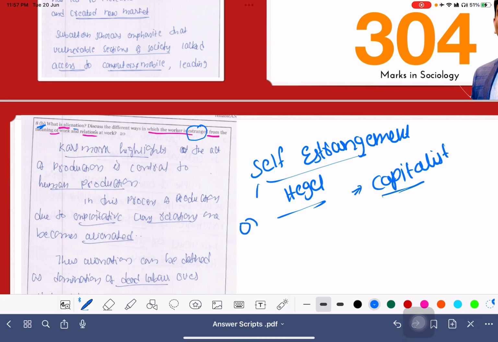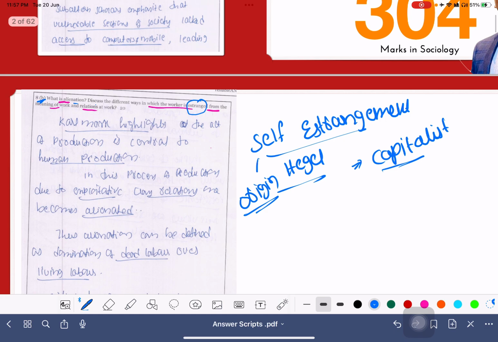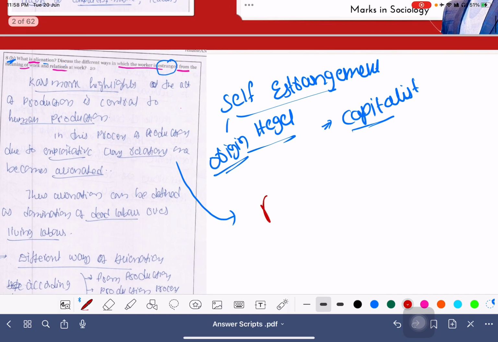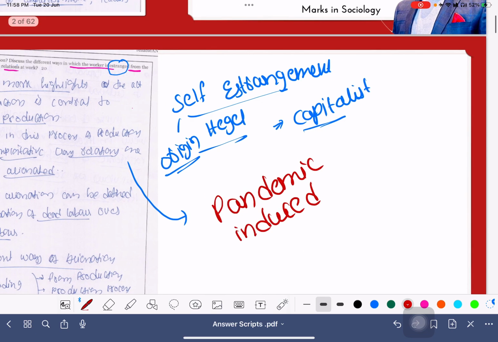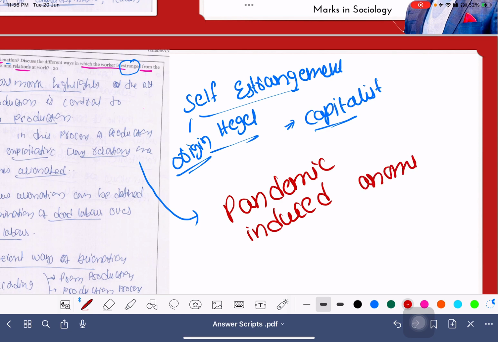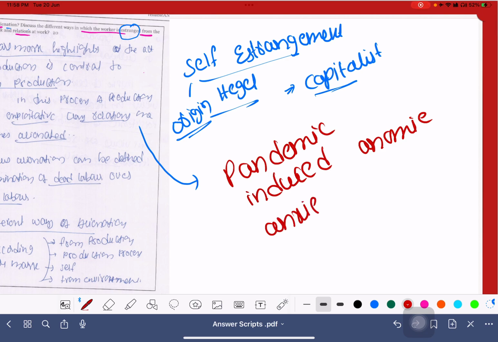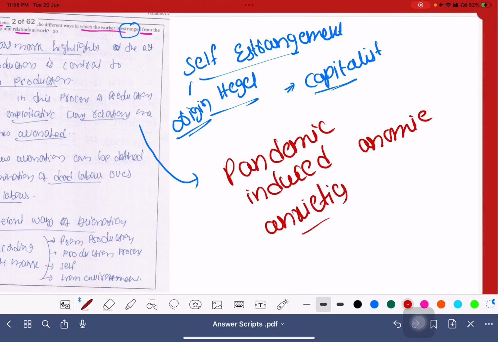Or, if you want to interlink it with the current context, the introduction can be in a current format, like the pandemic-induced enmity, or the pandemic-infused anxieties. Since it is 2021, that would be right.